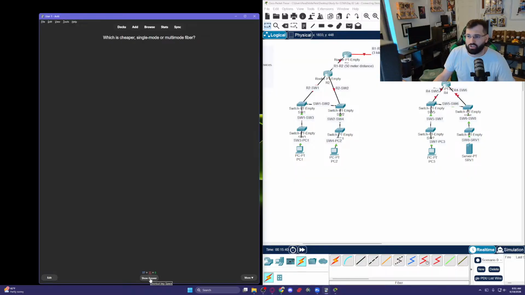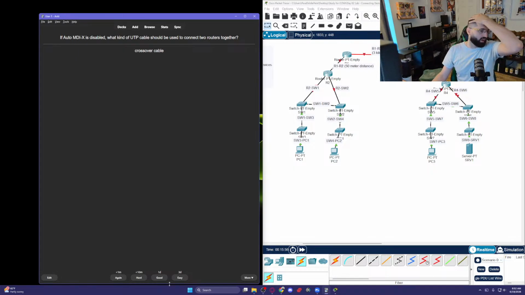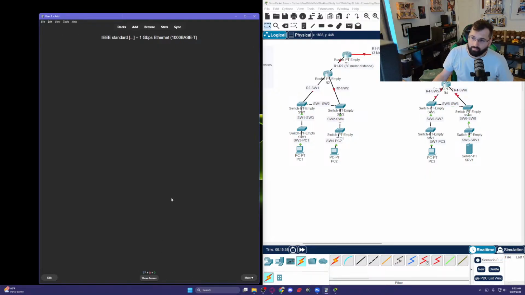Which is cheaper, single mode or multi-mode? Multi-mode. If auto-MDIX is disabled, what kind of UTP cable should be used to connect two routers? Crossover. Man, okay, I'm so glad that I know that now, because I've always struggled with that.